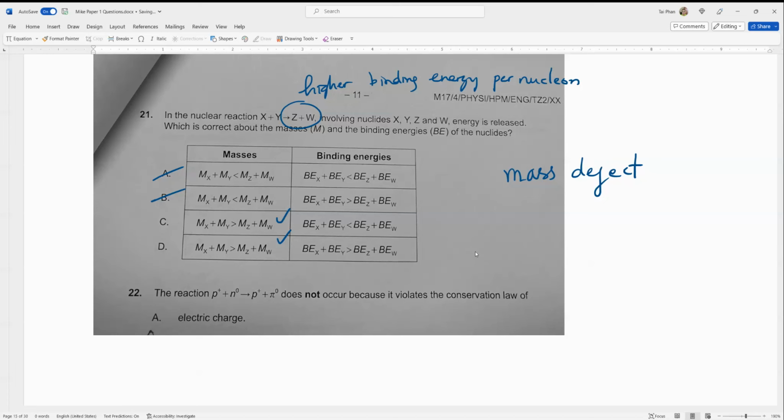It means the binding energy for each of the products will also be greater. The product binding energy, meaning Z and W, will be greater. So the answer is C.